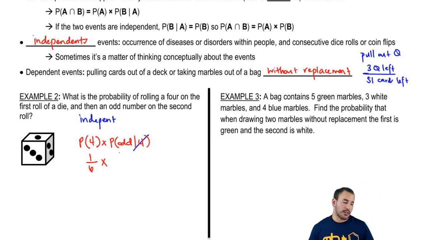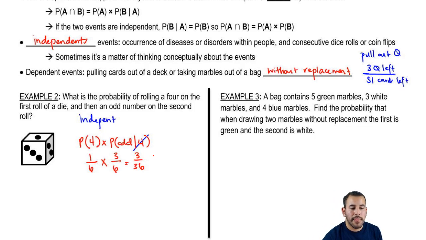Now, how many odd numbers are there? There's 1, 3, and 5, right? Those are 3 possibilities. How many total faces? 6, yes. So we end up getting 1 over 6 times 3 over 6, which is 3 over 36, right? And that gives us 0.0833. Cool? Alright, so let's go and move on to example 3.